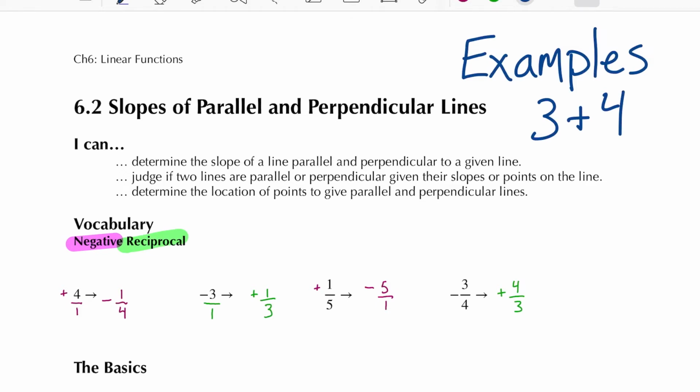Hello, this is Mr. Stein, and in this video we're going to look at example problems 3 and 4 from section 6.2, slopes of parallel and perpendicular lines.